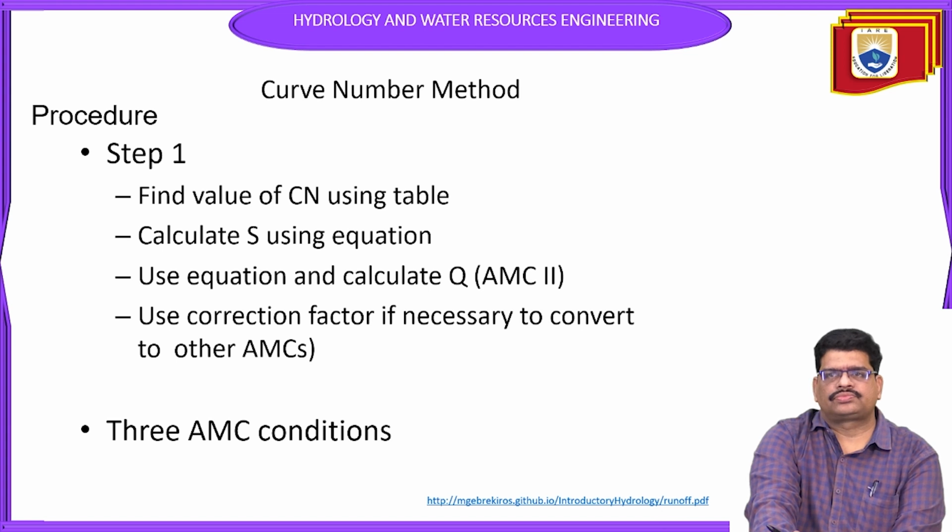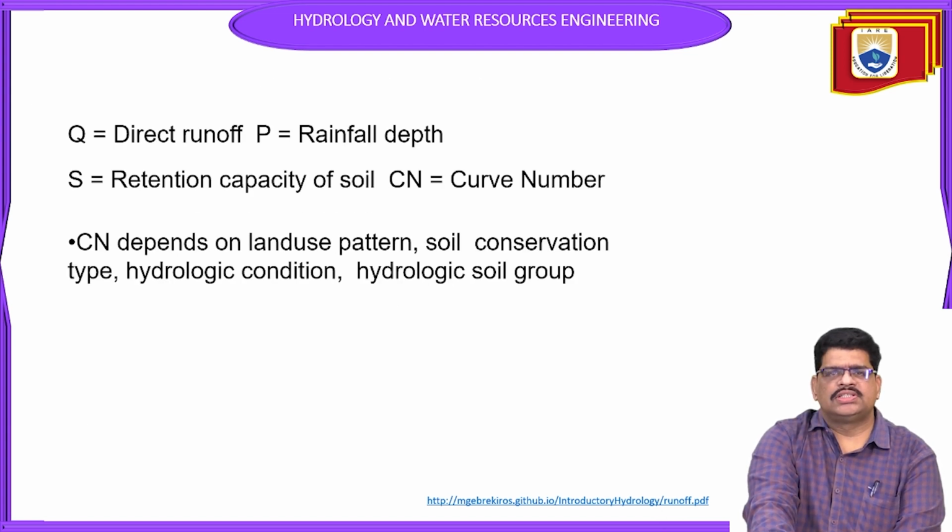So this is the whole process of calculating the runoff for the different types of conditions. This is briefly about the SCS-CN method. We have discussed the curve number, how to calculate runoff, and the types of groups of soils in this lecture.